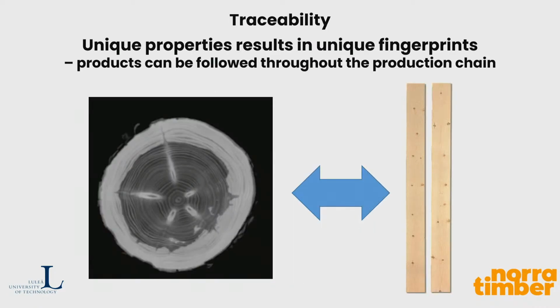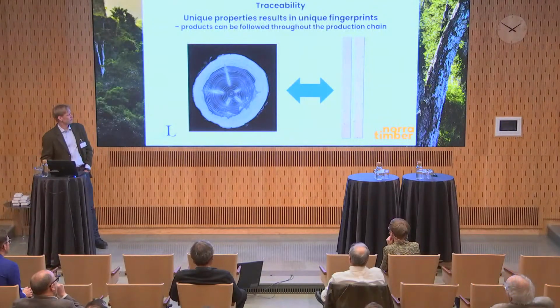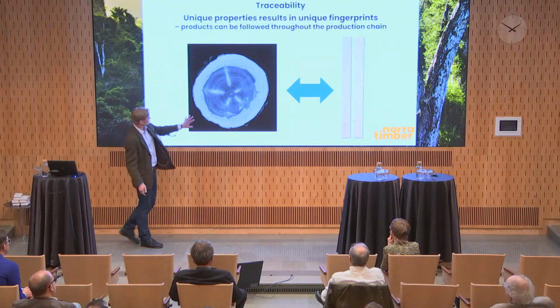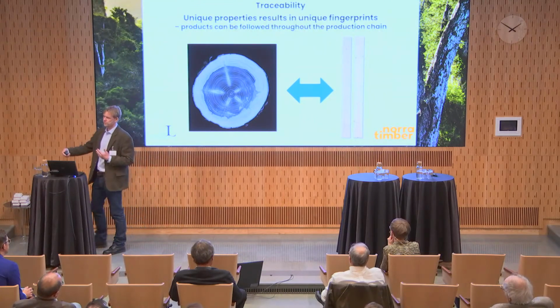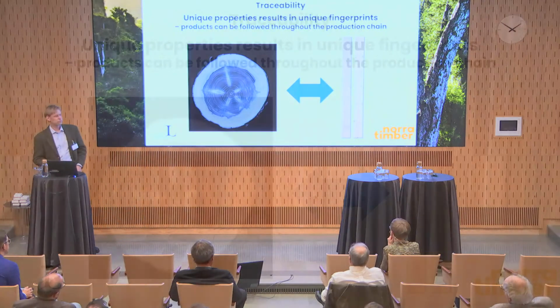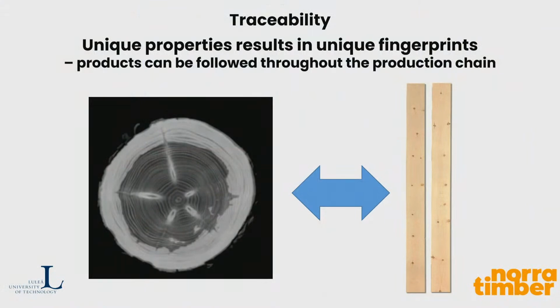And then Petri will talk more about the traceability in the next step. But I just wanted to mention this because the fact that every log is unique is also a possibility, because the unique properties, the unique position of every knot inside the log, create a unique fingerprint that we can use to trace the products throughout the whole production chain.